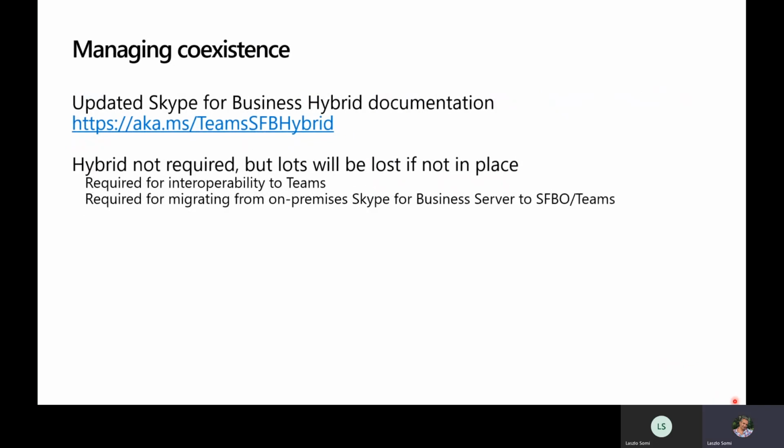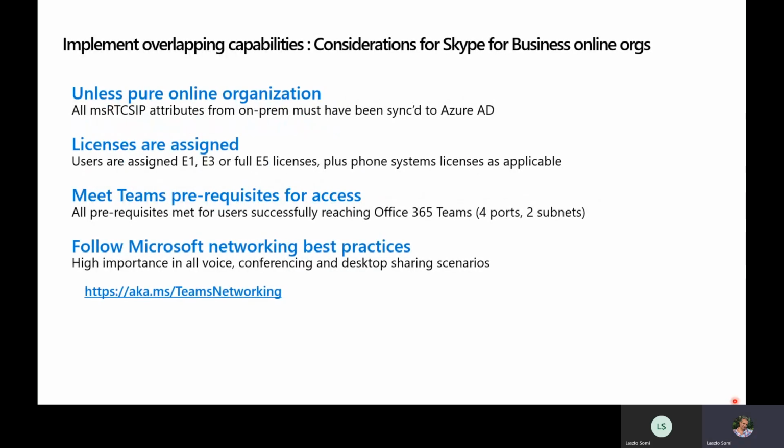Managing coexistence. Strictly speaking, coexistence between on-premises Skype for Business and Teams or Skype for Business Online is not required, but all scenarios for a successful upgrade require that this feature is enabled. So all the scenarios we're going to talk about today will require that you establish a hybrid Skype for Business architecture between your online infrastructure and on-premises. Let's talk about the prerequisites here, or considerations, for Skype for Business Online organizations.